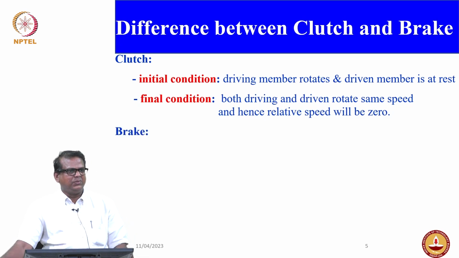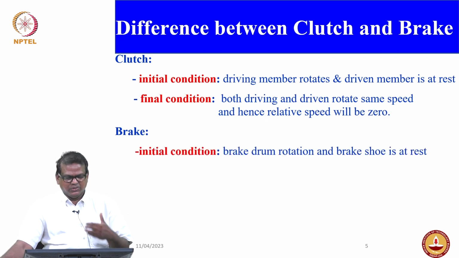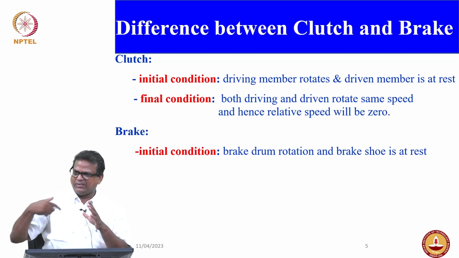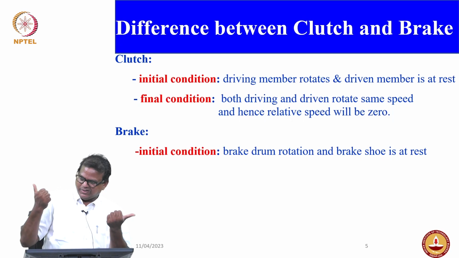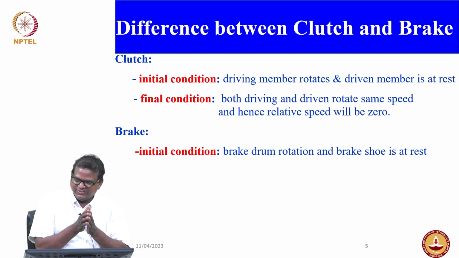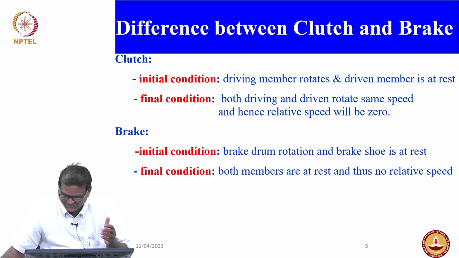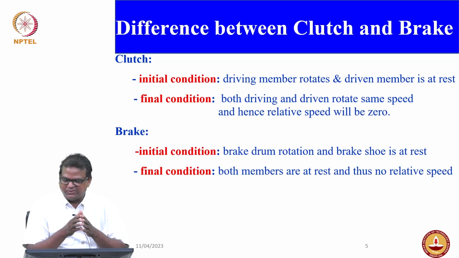Brake, what do you understand by brake? Again in a brake you have drive and driven members. In the initial condition, the brake drum rotates and the brake shoe is at rest. The brake drum only rotates, not your shoe. Once your shoe makes an engagement, what happened? The vehicle stops. The relative speed will be 0, so both members are at rest, and thus no relative speed.